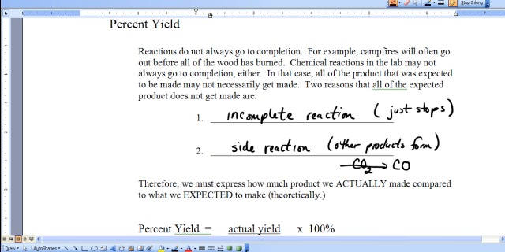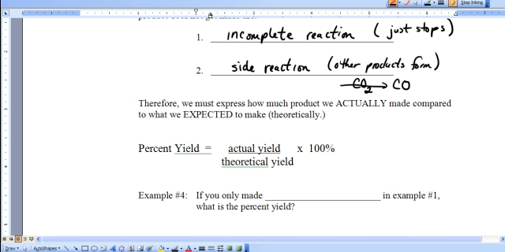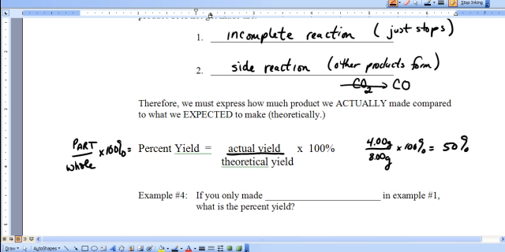So therefore, we want to express how much product we actually make compared to what we expected to make. And here's the equation. Of course, a percentage is going to be the same regardless of how you use it. Percentage is always going to be part divided by the whole times 100%. The part is what we actually get, what we call the actual yield, divided by the whole thing, which is what we call the theoretical yield, times 100%. So for example, if we expect to make 8 grams, that's our theoretical yield, but we only make 4 grams, obviously then our percent yield would be 50%. We only got half of what we expected to make.